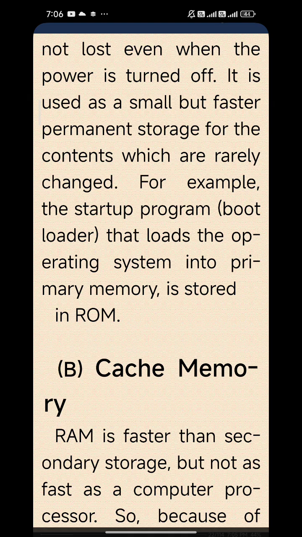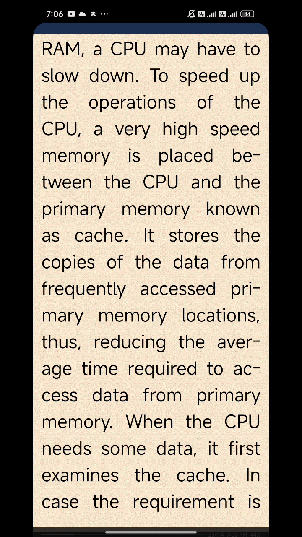B. Cache memory. RAM is faster than secondary storage, but not as fast as the computer processor. So, because of RAM, a CPU may have to slow down, which affects the speed of operation of the CPU.